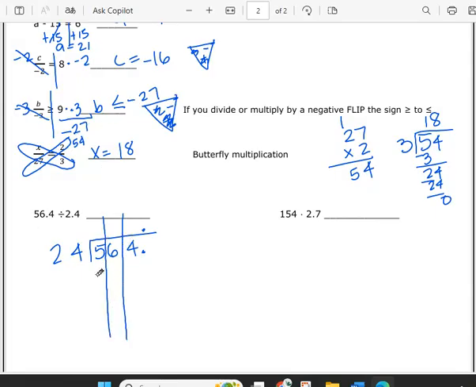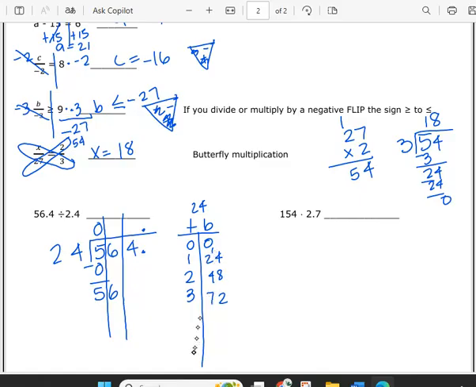24 into the 5 goes 0 times. You multiply, write it under, subtract, bring down the 6. I can do my TV table. Now we're using the 24. So 24 times 0 is 0, 24 times 1 is 24, 24 times 2 is 48, 24 times 3, I add this to 8 and 4 is 12, carry 1, 4, 5, 6, 7. So it's going to be 2 times 48.